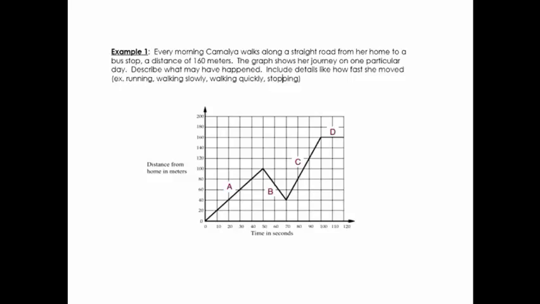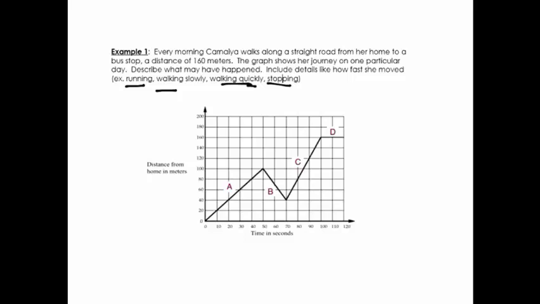So this is: every morning Carnea walks along a straight road from her home to a bus stop, which is a distance of 160 meters. The graph shows her journey on one particular day. Describe what may have happened and include details like how fast she would have moved. So is she running? Is she walking slowly? Is she walking quickly? Did she stop? What is she doing to get here?